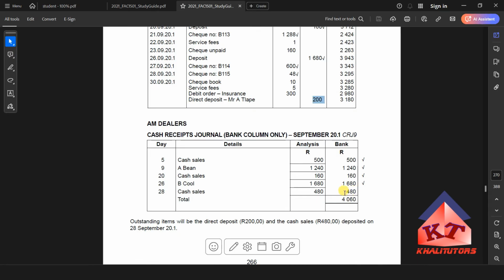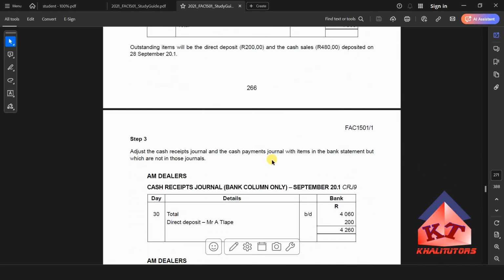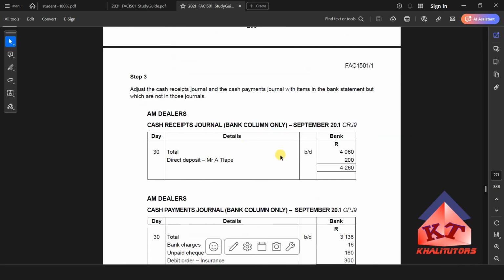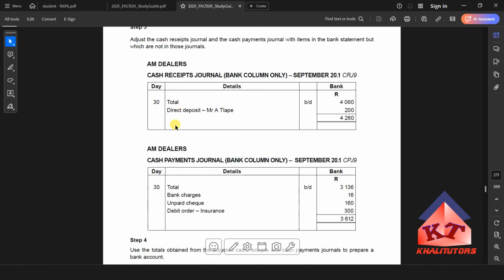So in this case, this 480 will be added to our bank reconciliation statement, okay? So that is basically all that you're supposed to do, okay? So let us move on and then use these totals to actually compile our bank account, okay? So now the next step here will be to adjust the totals.